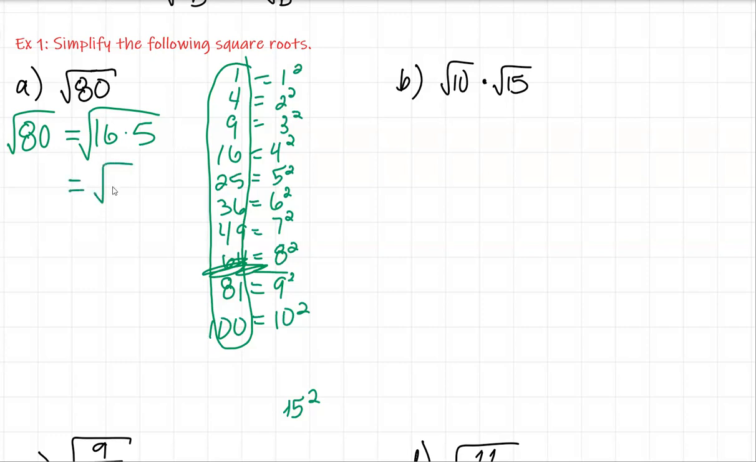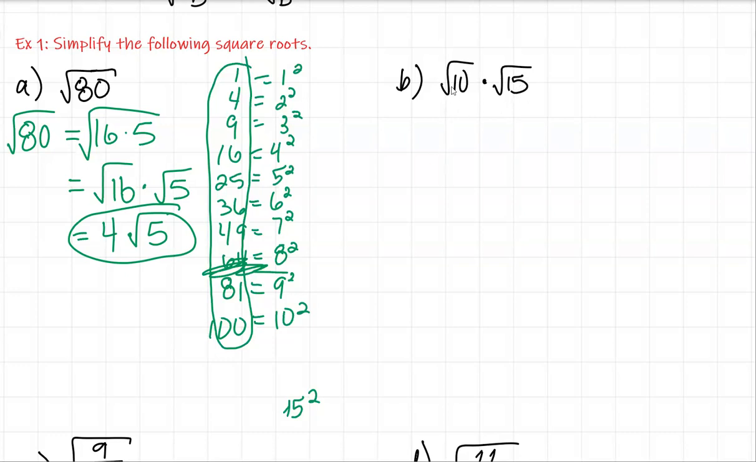Product property says I can write this as the square root of 16 times the square root of 5. And now this is nice because we know the square root of 16 is 4, times the square root of 5. So here is our simplified answer, 4 radical 5. Not too bad, right? Let's go ahead and do part B.